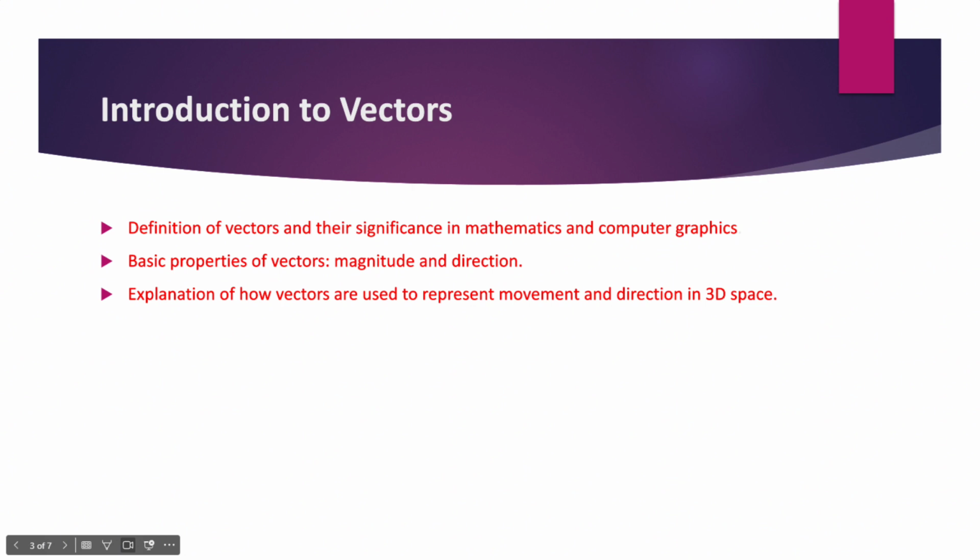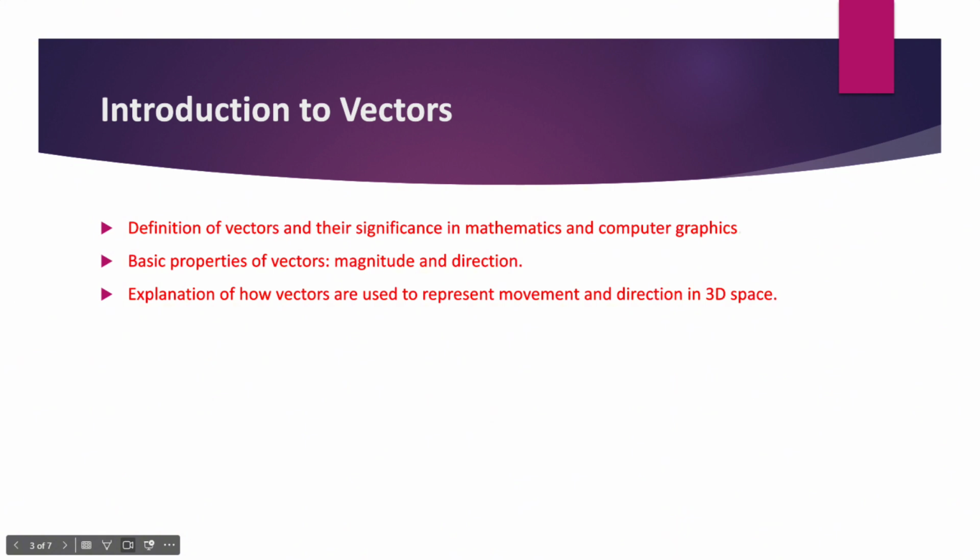Representation of movement and direction in 3D space. In computer graphics, 3D space is represented using a coordinate system, typically Cartesian coordinates. Each point in the space can be represented by a vector from the origin to the point. Vectors are used to describe movement and direction in the space.